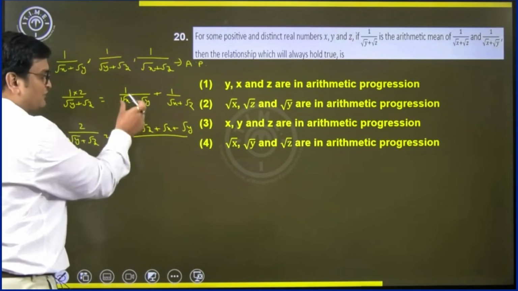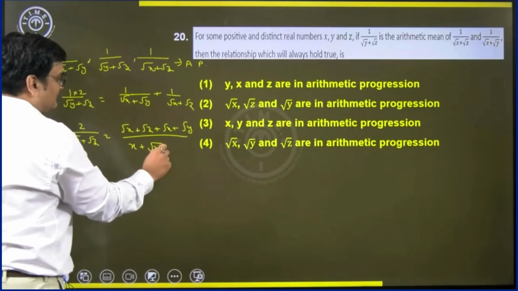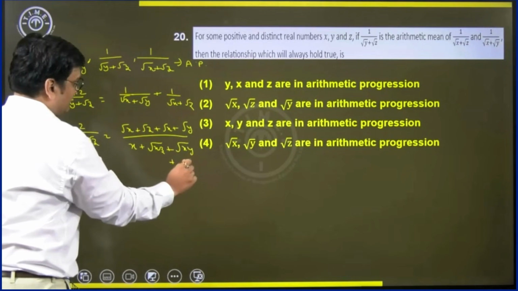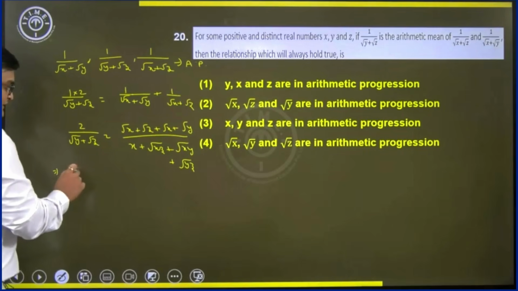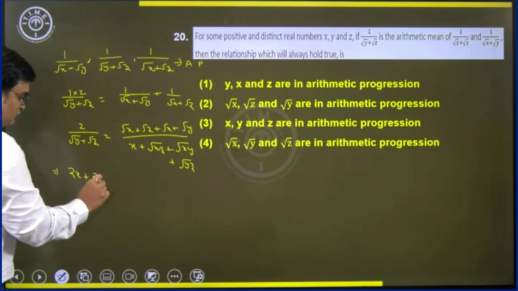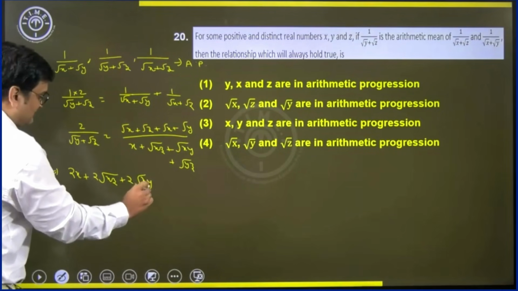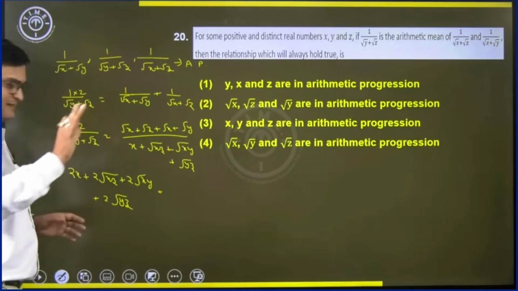when you multiply these two terms, you will get root x into root x, x, root x z plus root x y plus root y z. Let us cross multiply. So when you cross multiply, you will get 2x plus 2 root x z plus 2 root x y plus 2 root y z. So what I am simply doing is I am simply cross multiplying.